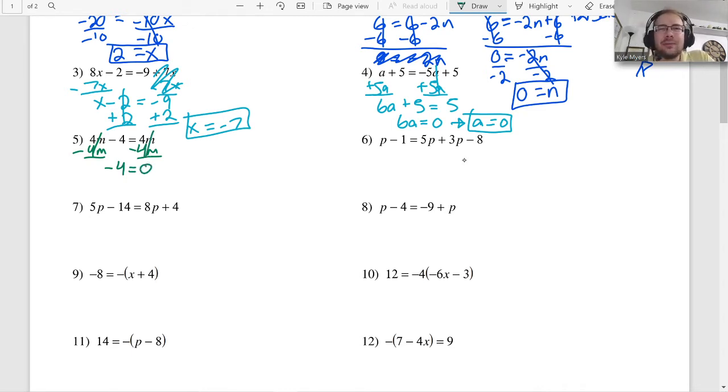Because when is negative 4 ever equal to 0? Right? Like wait. Wait, what? Negative 4 is not equal to 0? So what does that mean? It means there's no solution. All right, so you can just do this. This means no solution.